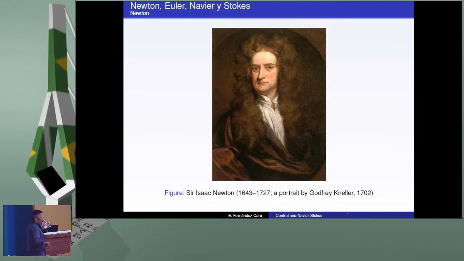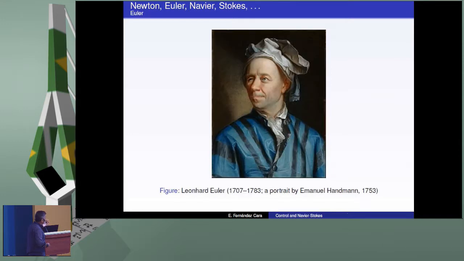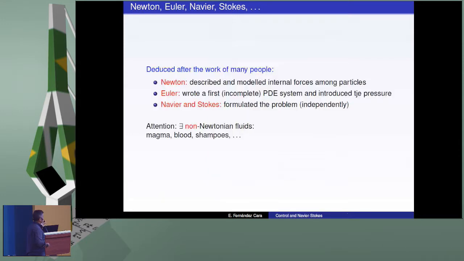Well, the Navier-Stokes equations were deduced after the work of many people. Among them, Newton, Euler, Navier, and Stokes. Which is the contribution of each of them? In general terms, Newton described and modeled internal forces. Internal forces, also called viscous forces, are forces that some particles apply to others. Euler was the first to write the partial differential system that modeled the behavior of a fluid. Unfortunately, the system that he wrote was incomplete. It had all the terms in the Navier-Stokes equations except the terms described by Newton, the viscous forces term.